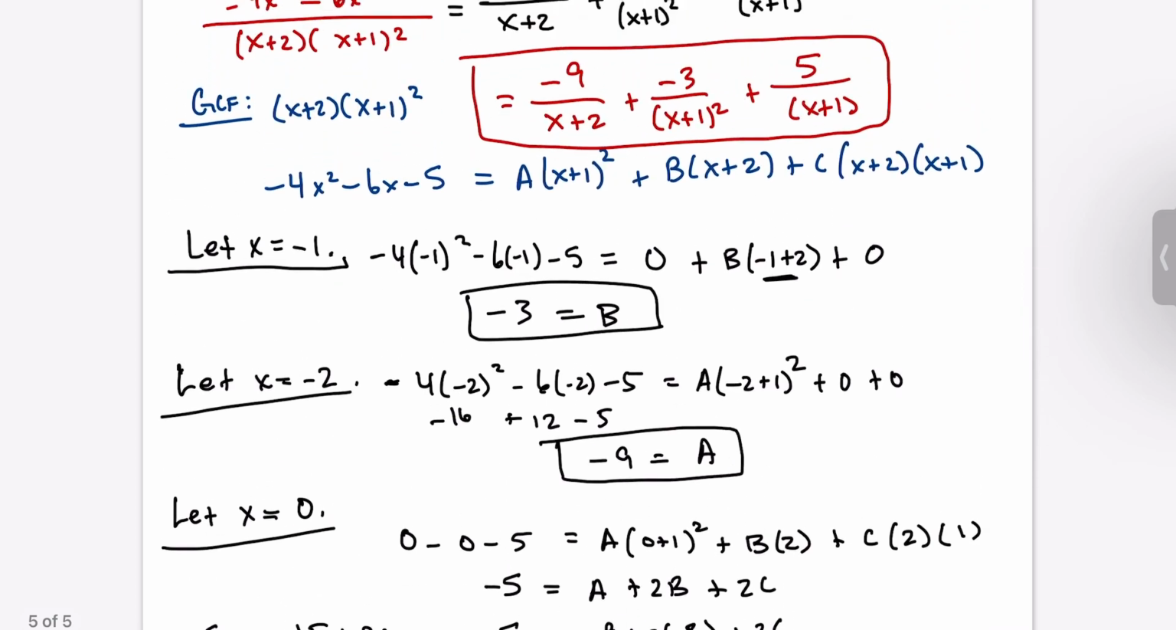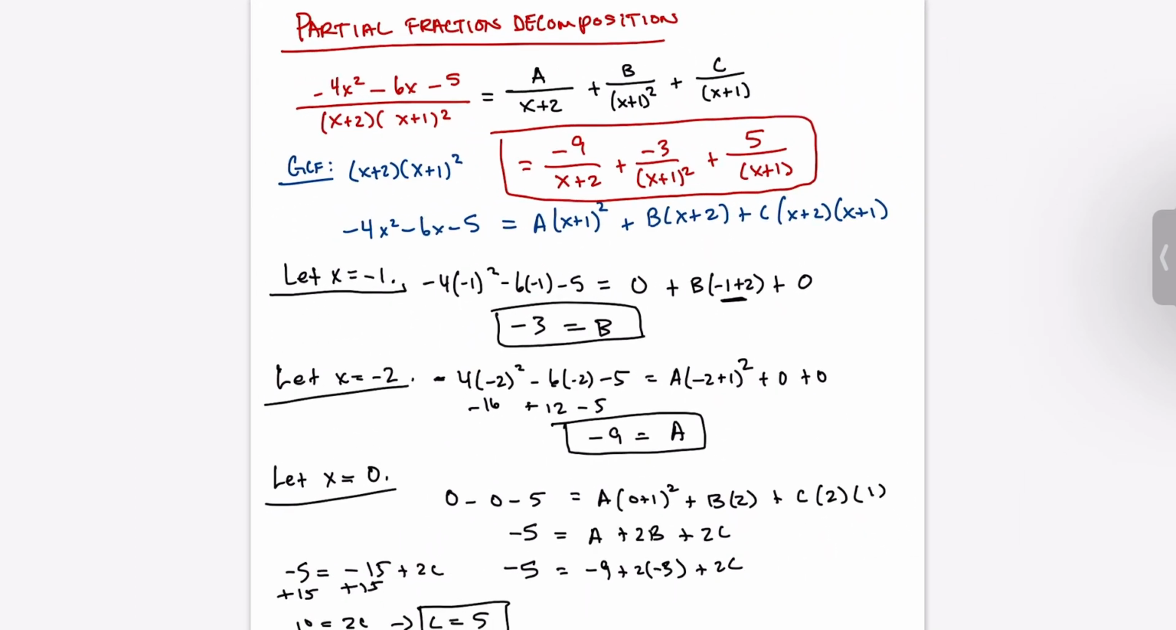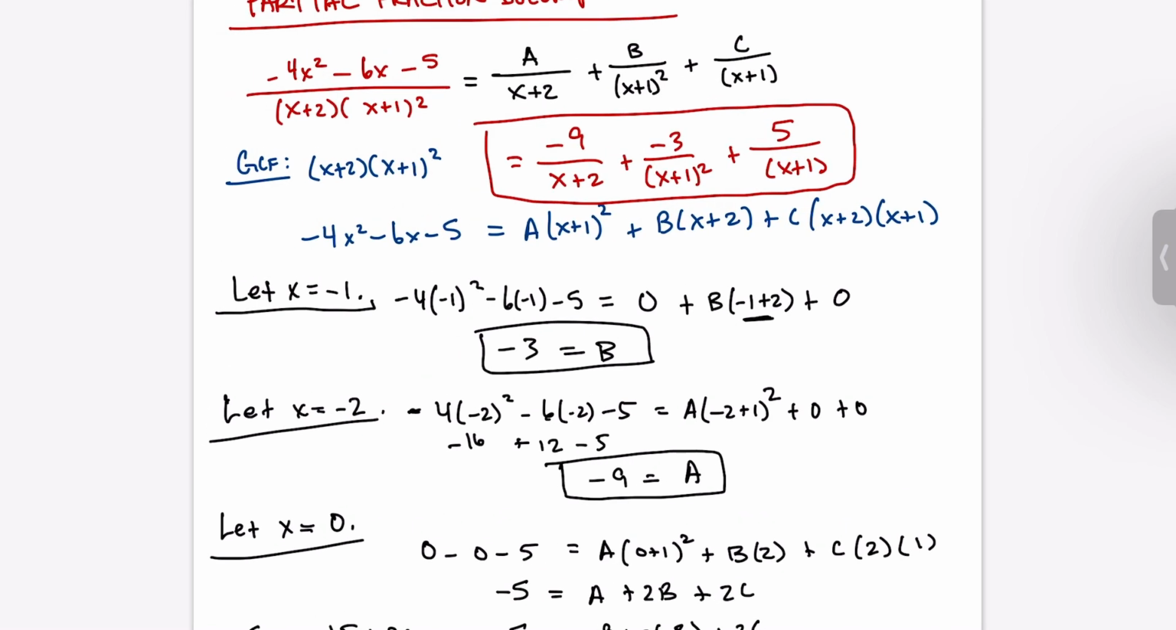Nothing crazy. So now you know how to do this partial fraction decomposition, the second case. It happens to be a little bit lengthier, but it is actually easier than creating a system of equations, in my opinion, right? So be careful with the two cases.